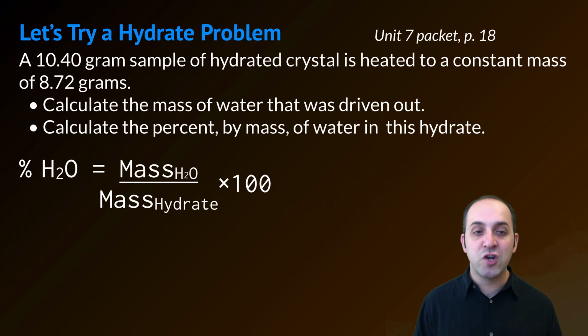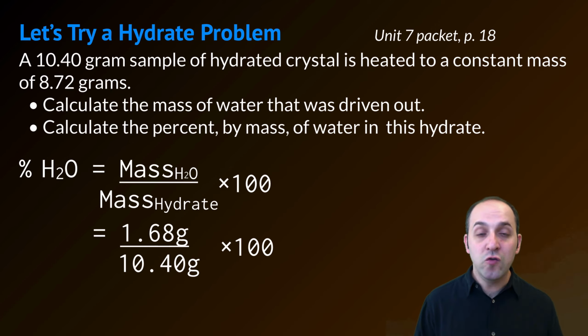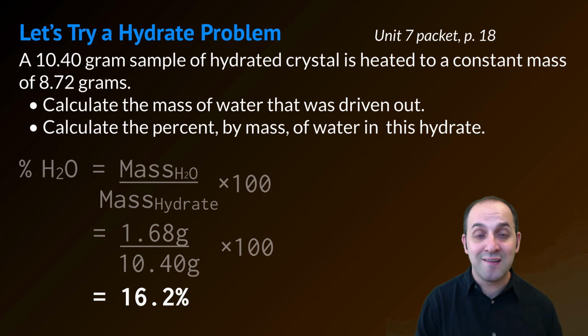The percent composition by mass of water in the hydrate would be equal to the mass of the water divided by the mass of the hydrate times 100. We're just going to substitute in our values, 1.68 grams divided by 10.40 grams. Notice that we're using the preheated hydrate mass here because we're interested in the mass of the whole, not the mass of the anhydride. 1.68 divided by 10.40 times 100 is going to be equal to 16.2% to the correct number of significant figures, which is what I'm recording as my answer here.